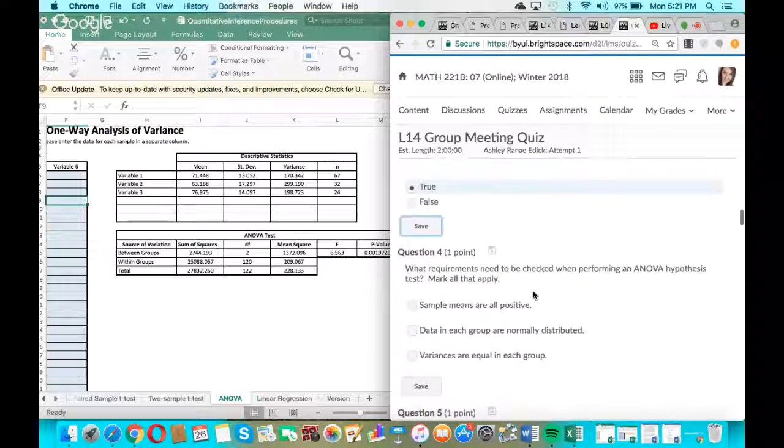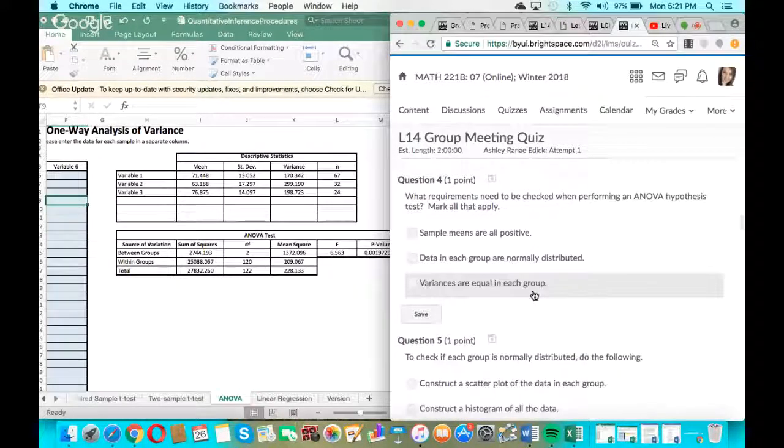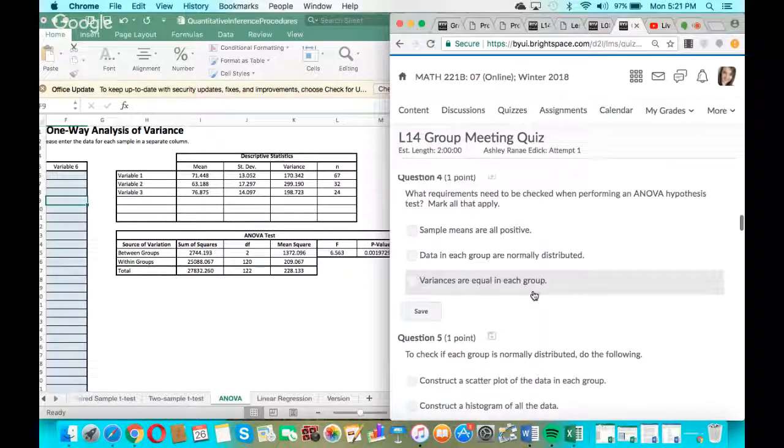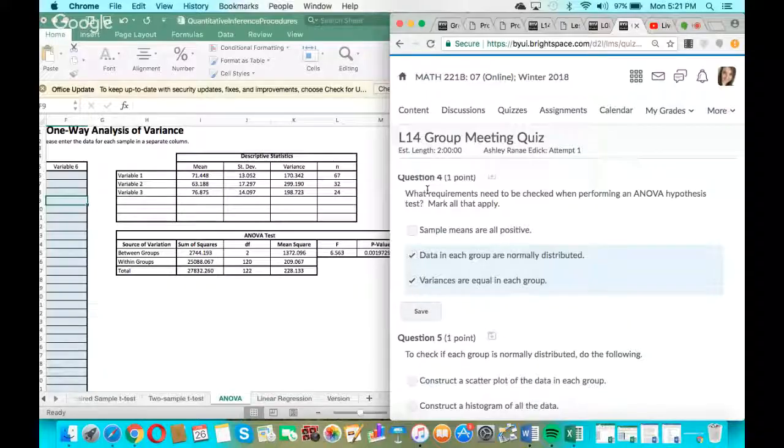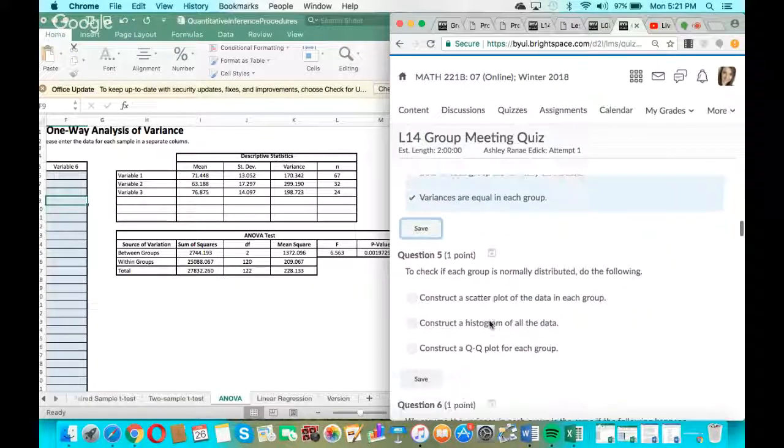Let's see. What requirements need to be checked when performing an ANOVA hypothesis test? Mark all that apply. I know for sure it's the last two, but I remember it saying something about positive. Do you remember that? So it says that F, the test statistic, will never be negative. But that doesn't mean the sample means can't be. So I just say the last two. Okay.